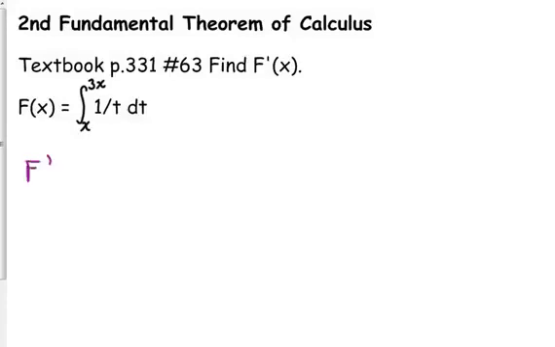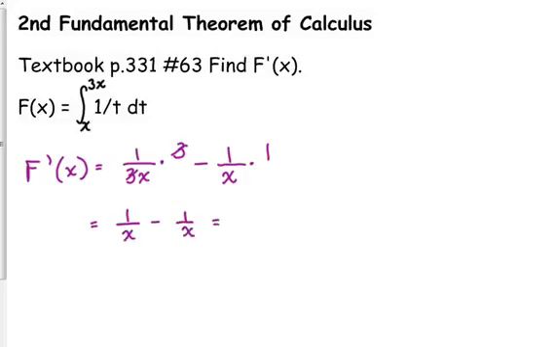All right? F prime just means that the integral and the derivative undo each other. We plug in our upper limit, if there's a variable in it, times its derivative. In this case, our lower limit also has a variable, so we do have to subtract that. 1 over plugging in the lower limit, and in this case, its derivative is 1. So, let's see here. When we simplify, we have 1 over x minus 1 over x, and that is 0.